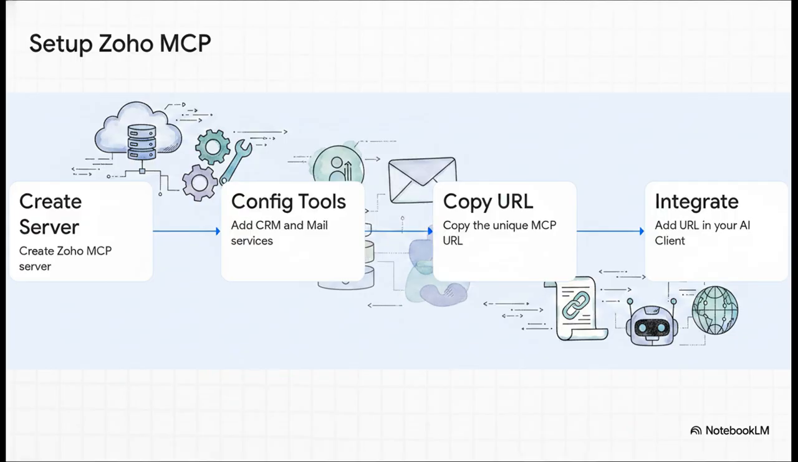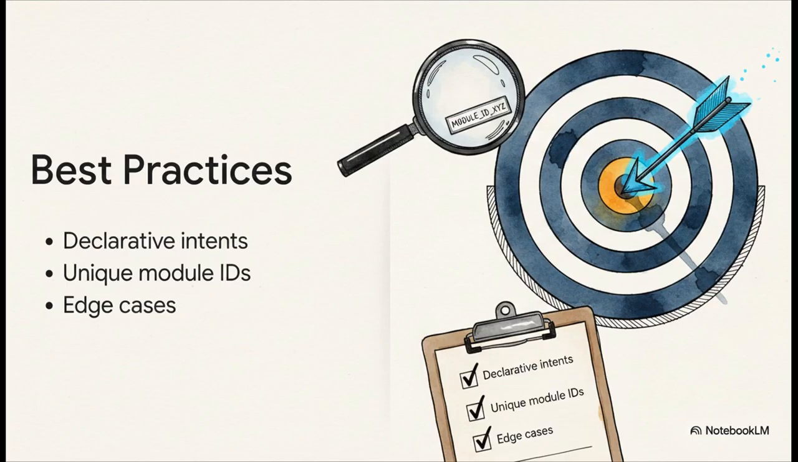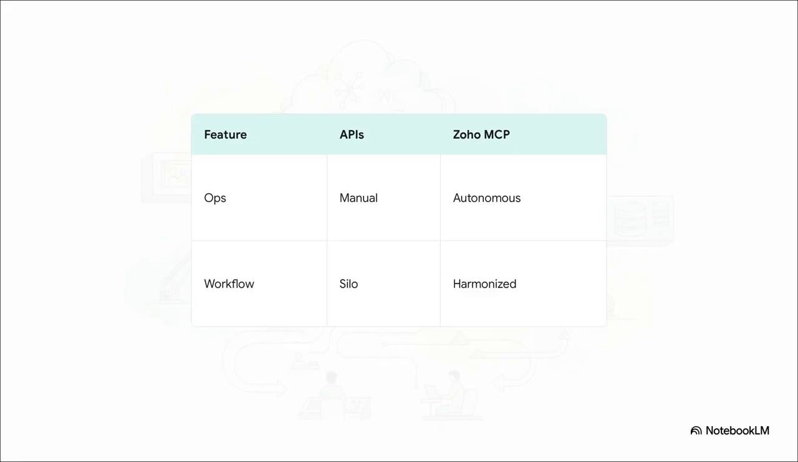Now, a super common error here is being way too vague with your AI agent. To make this work flawlessly, you absolutely must follow these prompting best practices. First, structure your prompt as a declarative intent, meaning state exactly what you want to happen. Next, use specific unique model IDs from your Zoho app so the AI doesn't have to sit there and guess which record to update. And lastly, explicitly state your edge cases. Your AI agent really needs exact field IDs to execute the workflow without throwing errors.